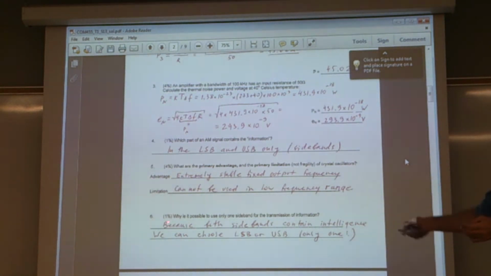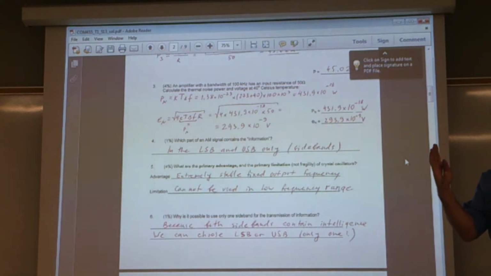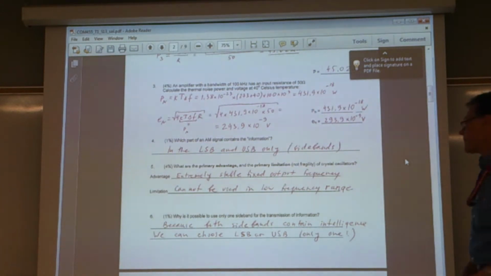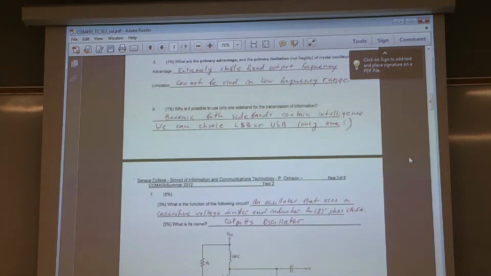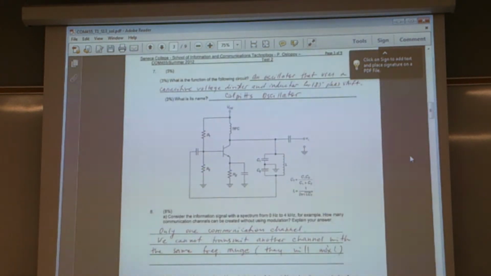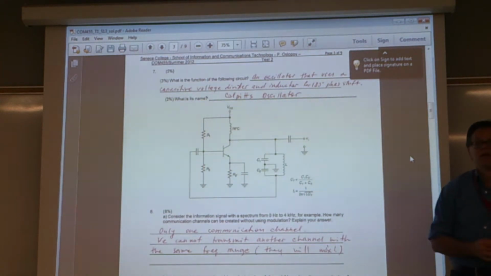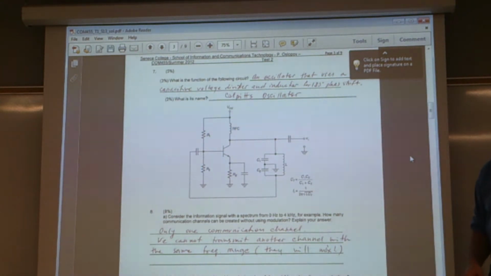Okay, why is it possible to use one sideband? Because both of them have the info. We can choose either this or this, and that's the concept behind the single sideband with suppressed carrier. If you did answer this, you already got around 15. First page, around 15.